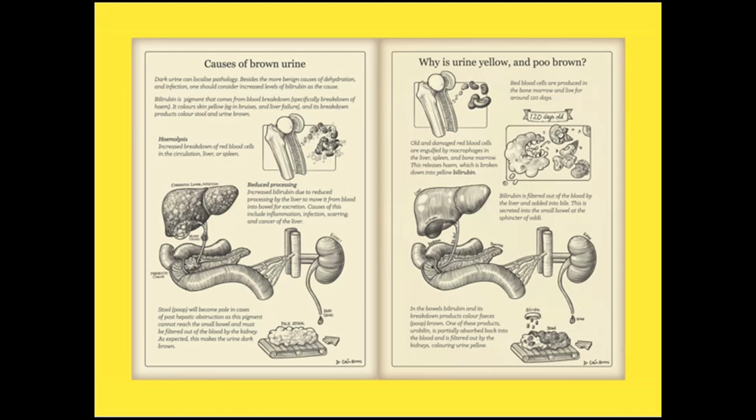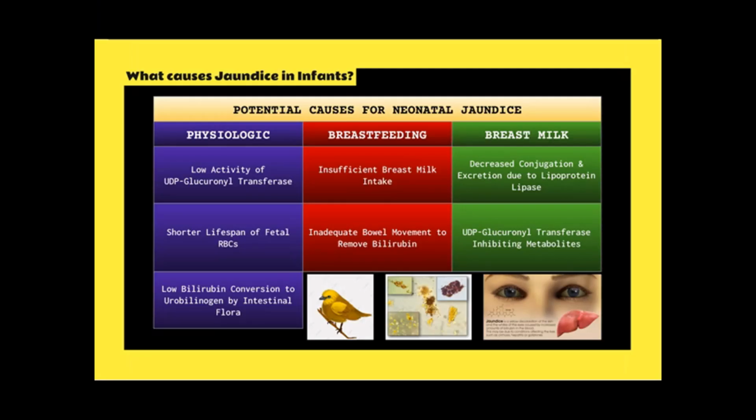Now, if you are interested to know why the urine turns brown in jaundice, or why in a normal person the urine is yellow and their stools are brown, check this comic sketch by Art Biotics.